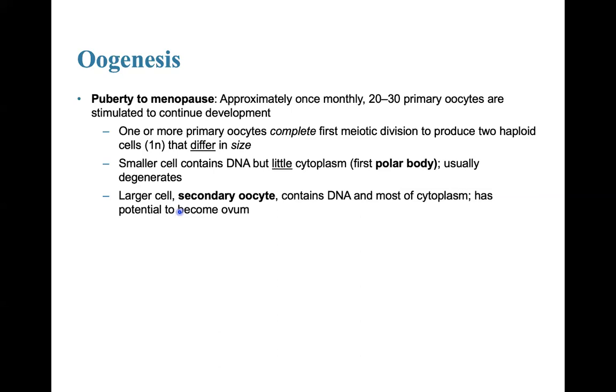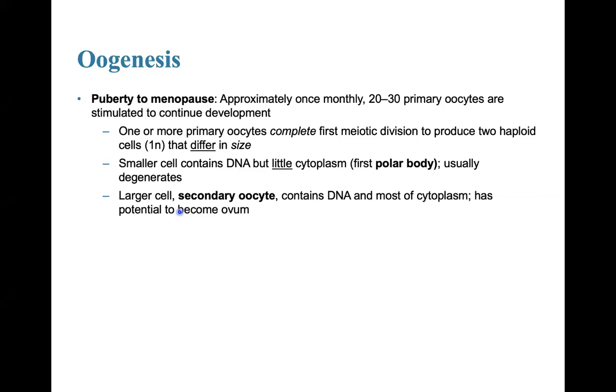From puberty to menopause, approximately once monthly, 20 to 30 primary oocytes are stimulated to continued development. One or more primary oocytes completes the first meiotic division to produce 2 haploid cells. They actually differ in size. The smaller cell contains DNA but little cytoplasm, and it's referred to as a polar body. This is a non-functional cell, and it will disintegrate.